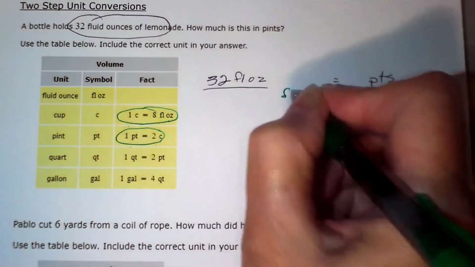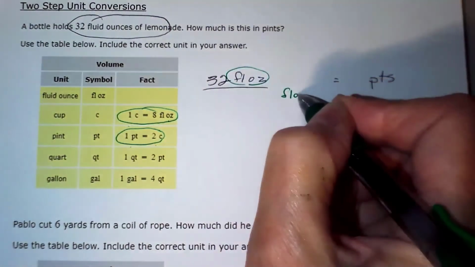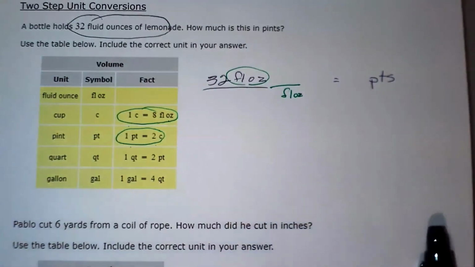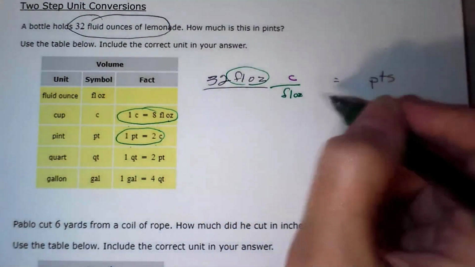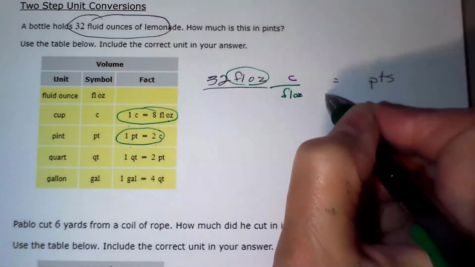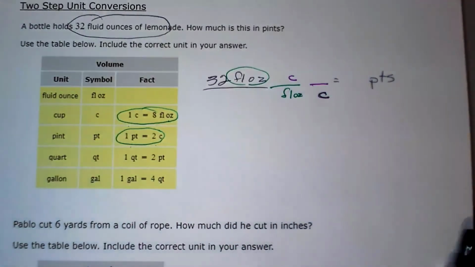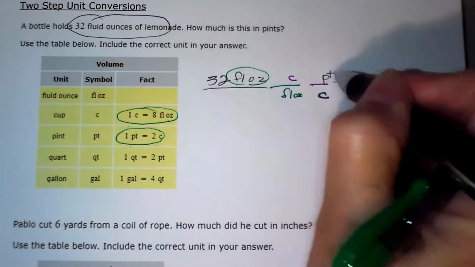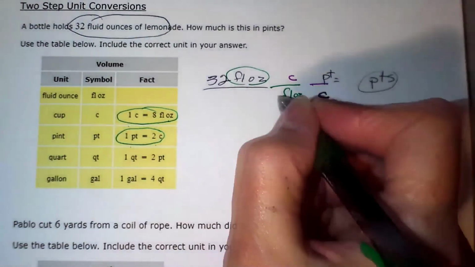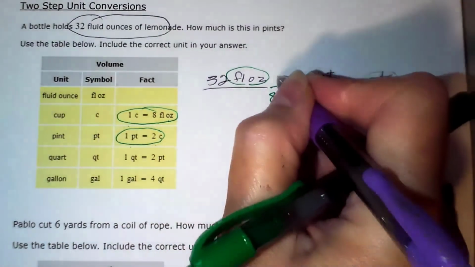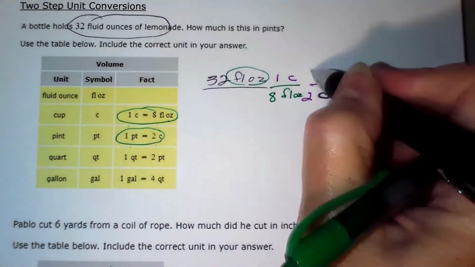So I'm going to have fluid ounces to cups, and then cups becomes the green one. It goes on the bottom. Actually, I'm going to do it like this, cups, and then to pints, I'll use black. So we're going to end up with pints. So when I look at the conversion, I have 8 fluid ounces to 1 cup, and then 2 cups to 1 pint.